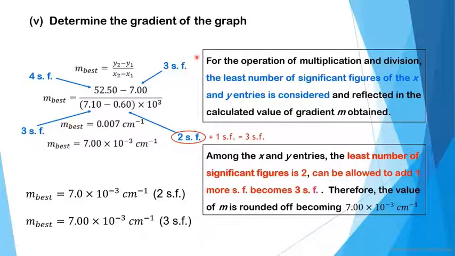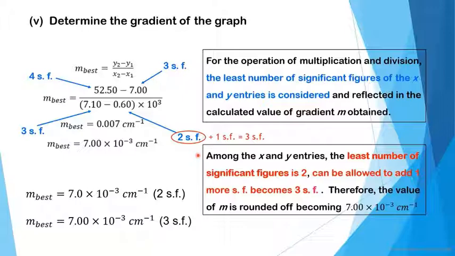For the operations of multiplication and division, the least number of significant figures of the x and y entries is considered and reflected in the calculated value of gradient m obtained. For example, 52.50, 4 significant figures. 7.00, 3 significant figures. 7.10, 3 significant figures. 0.60, 2 significant figures.